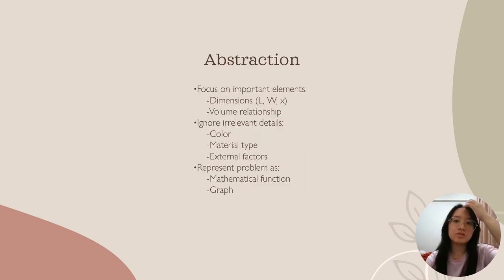The third component is abstraction. Abstraction involves focusing only on the relevant information and ignoring unnecessary details. In this problem, we only consider the dimensions of the box and the variable x. We ignore factors such as the material or color of the sheets as they do not affect the calculation. This simplification allows us to represent the problem as a mathematical function, making it easier to analyze.